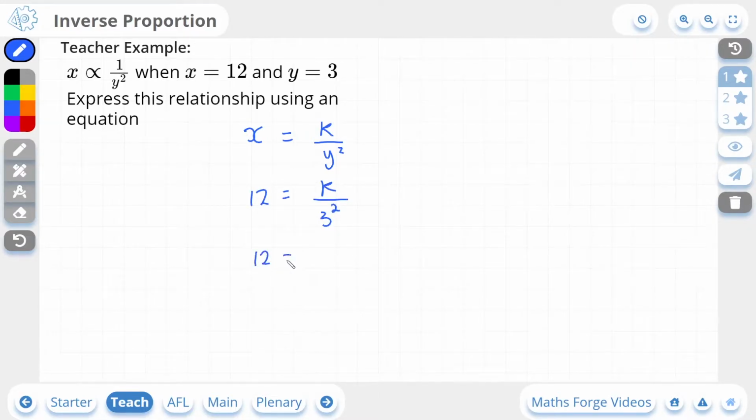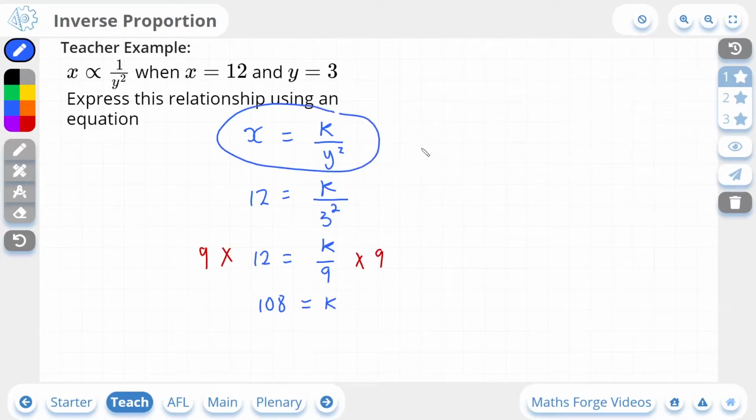And simplifying this gives us k over 9. Rearranging for the constant of proportionality, we multiply 9 onto both sides to isolate the k. This now gives us 108, which is equal to k. So our constant of proportionality is 108. We can now rewrite this equation with the constant of proportionality substituted in. We get x is equal to 108 over y squared.